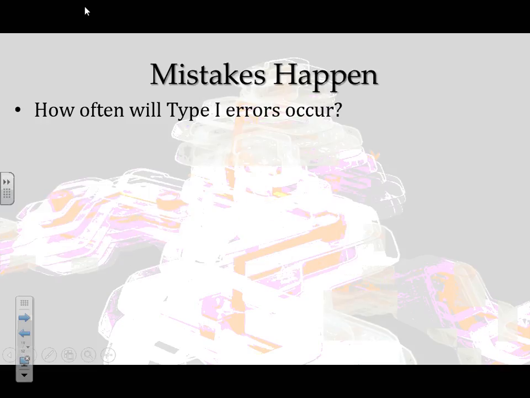So, if we wanted to talk about type 1 errors, so if type 1 errors were something that we wanted to reduce, think about how a type 1 error occurs. What's the situation in which we create a type 1 error?